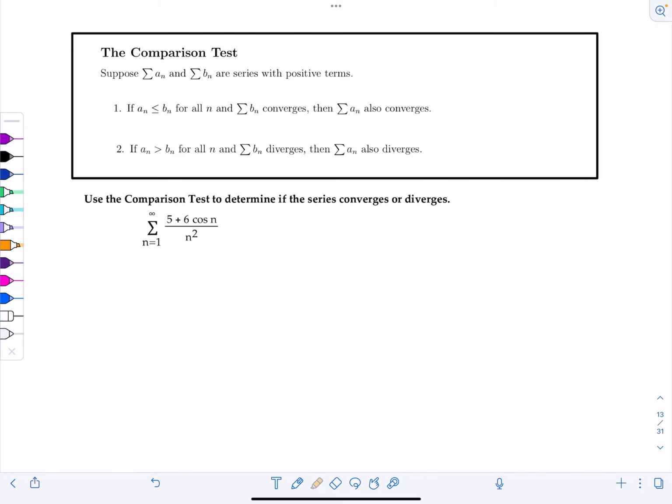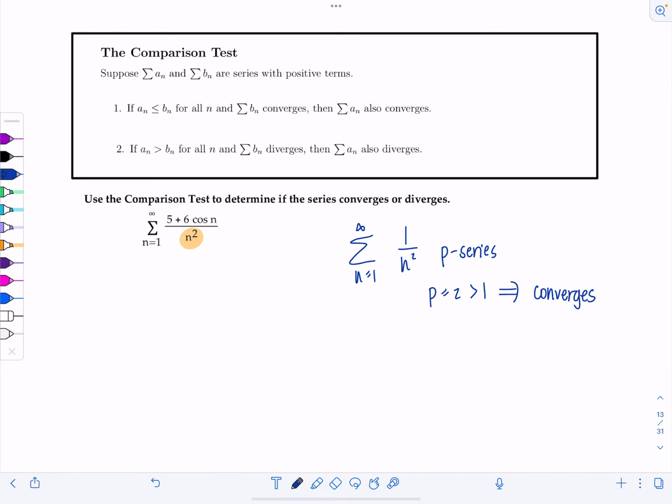Ooh, in the bottom, I see n squared. And I know the sum, n equals 1 to infinity, of 1 over n squared is a p-series. P equals 2, which is greater than 1. So this p-series converges. So I have a feeling like this will converge also. And if I'm going to use the comparison test, then basically bn is this 1 over n squared, and I need to somehow show that an is less than or equal to bn. And I can't do that because this is for sure bigger than 1.